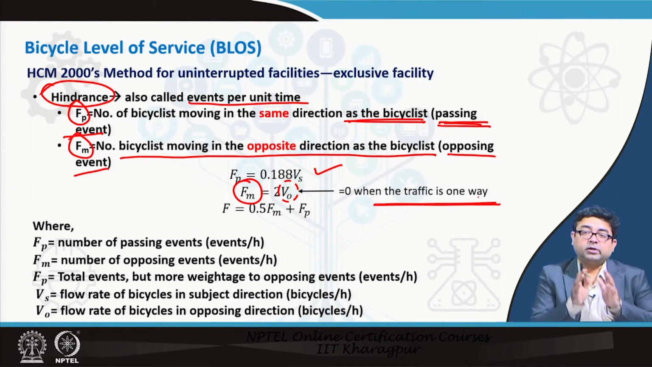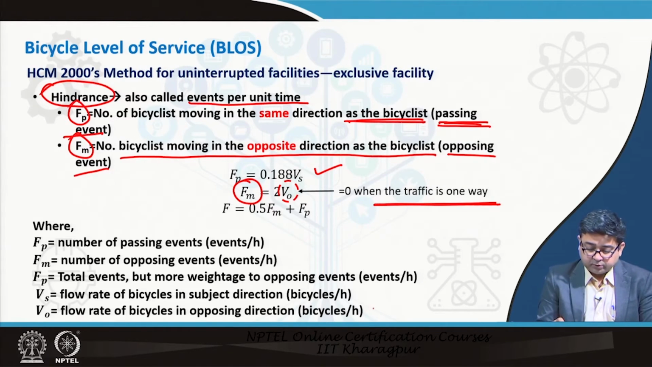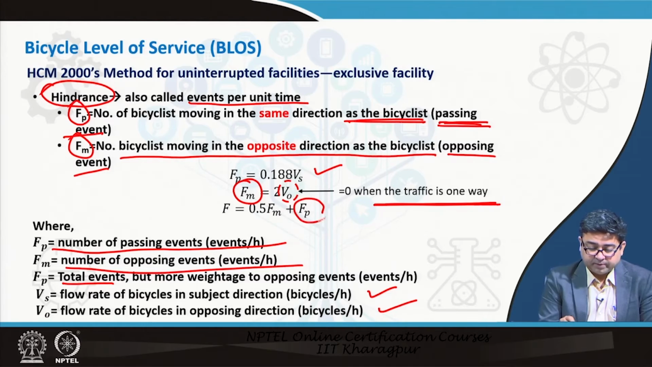So, if both lanes are going in one direction, there is no point in calculating the opposing events, because there are no opposing bicycles. Vo is the flow rate of bicycles in the opposing direction, whereas Vs is the flow rate of bicycles in the subject direction, and you already know how to calculate flow rates. If you know the number of passing events and opposing events, then the total events F is given by 0.5 times Fm plus Fp.